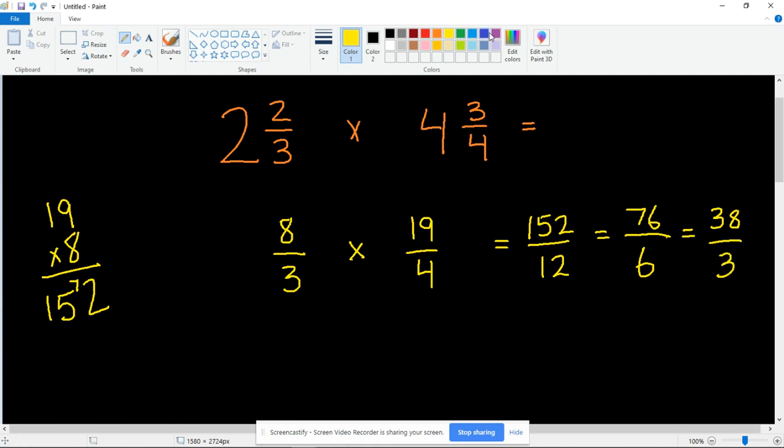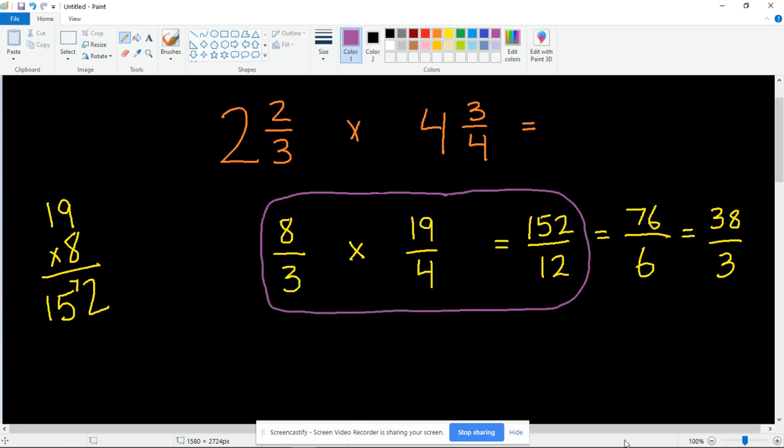But the part that matters the most, apologies about the bell, the part that matters most is right here. Changing this: 2 times 3 is 6, plus 2 equals 8. Denominator stays the same. Do that, get it as an improper fraction, then just multiply the top and the bottom. Multiply the numerators, multiply the denominators. That's it.